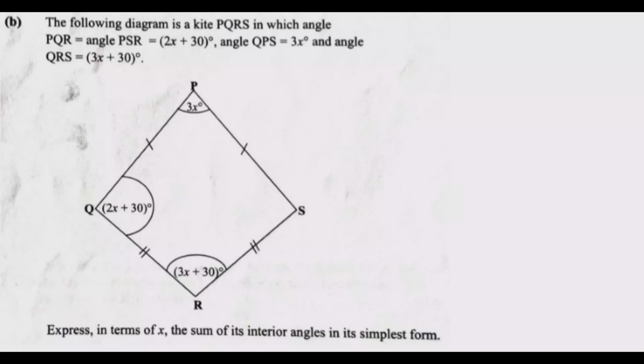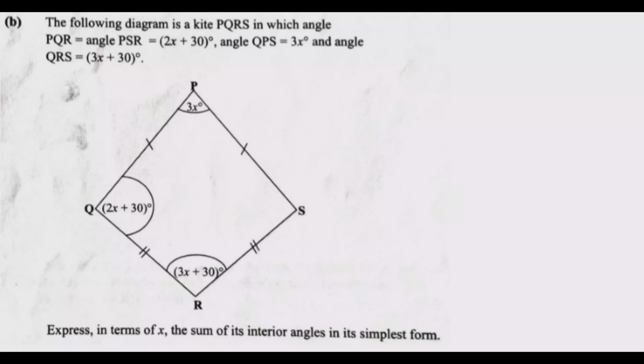Question 4b is as follows. The following diagram is a kite PQRS in which angle PQR is equal to angle PSR, which is equal to 2x plus 30 degrees. Angle QPS is equal to 3x degrees, and angle QRS is equal to 3x plus 30 degrees.